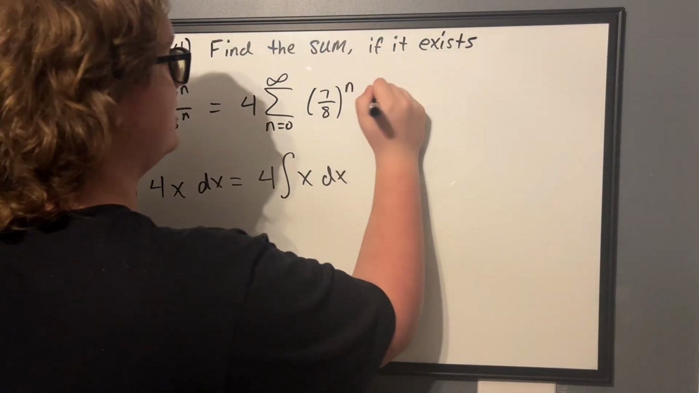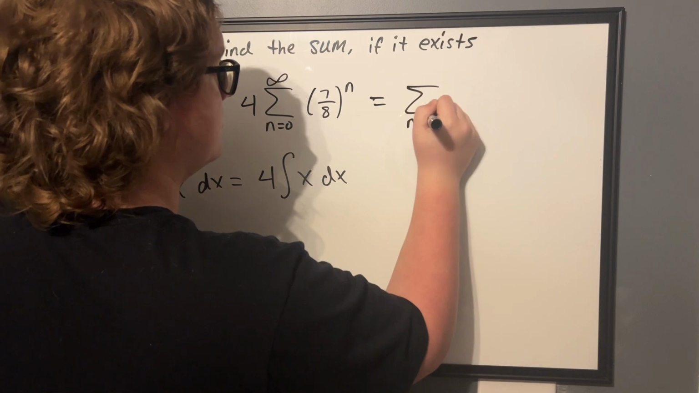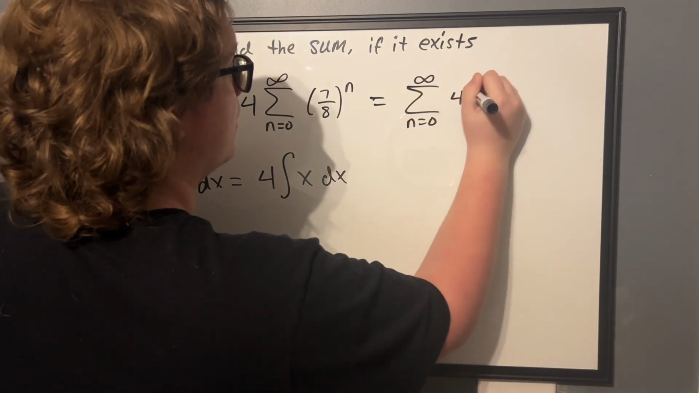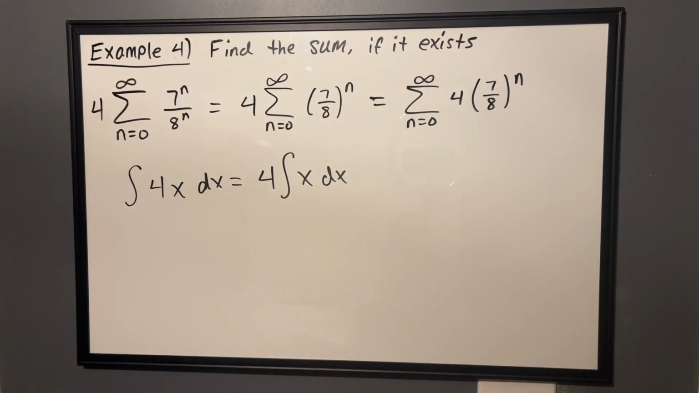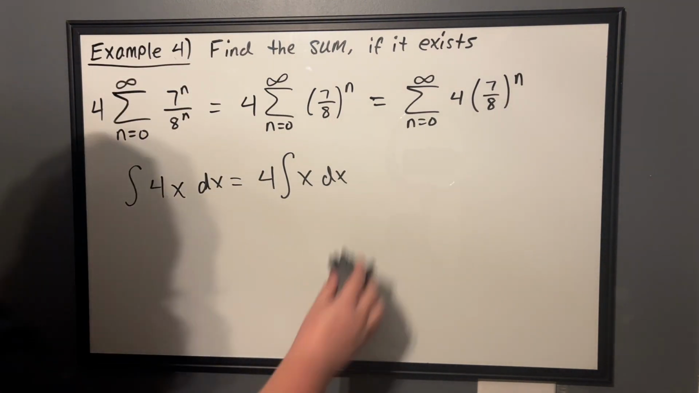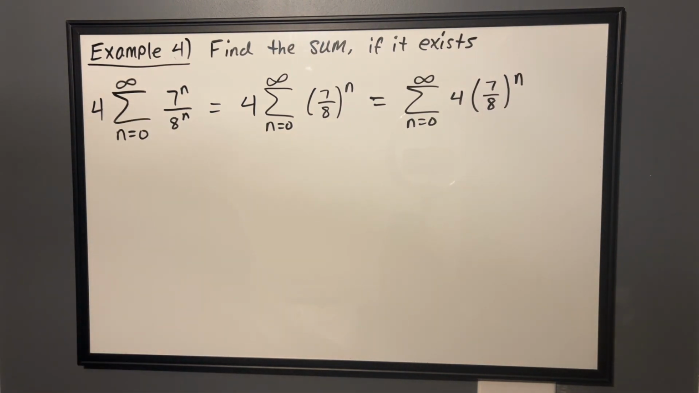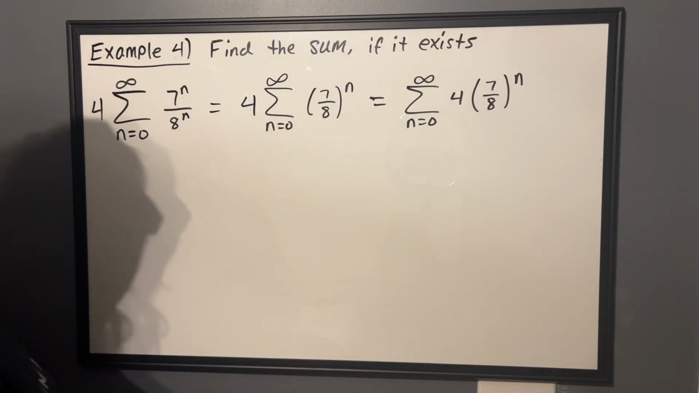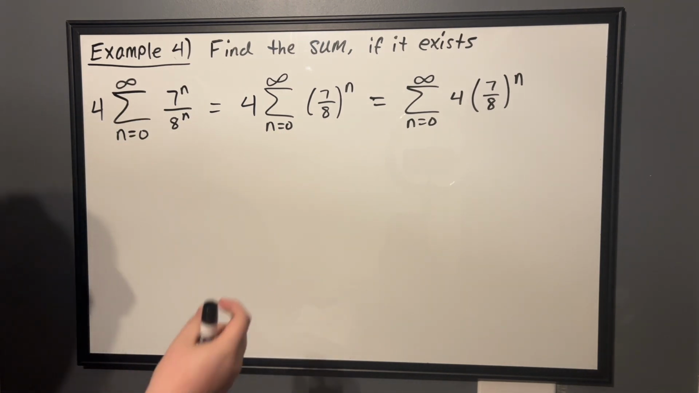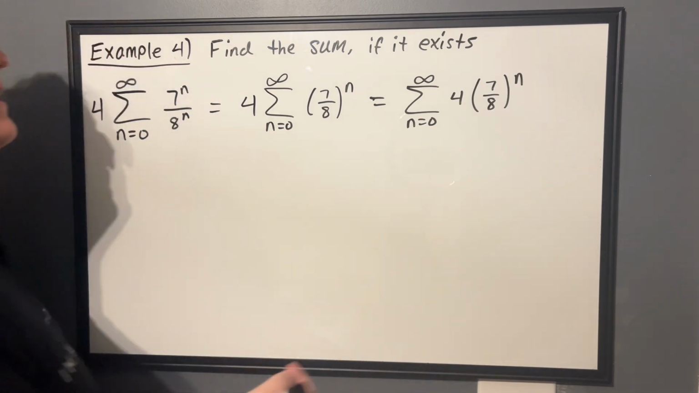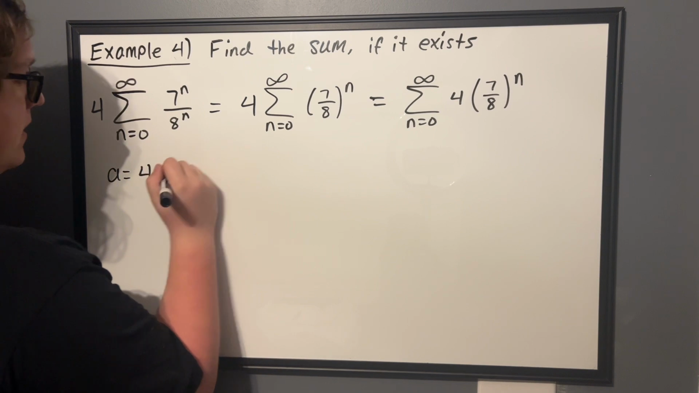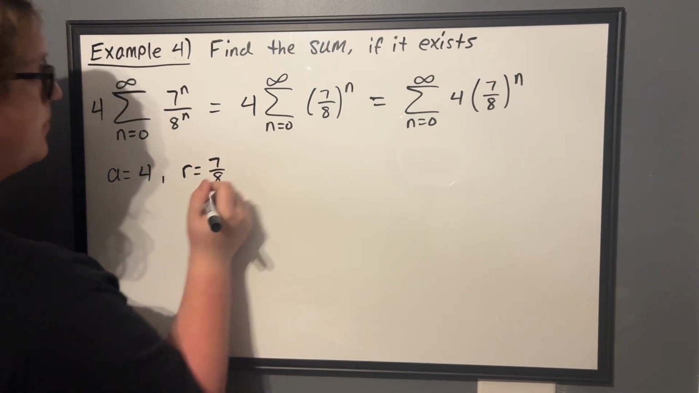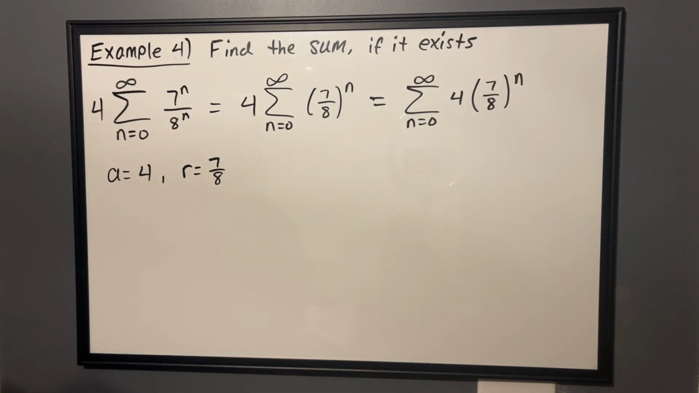So this is actually the same as the sum from n equals 0 to infinity of 4 times 7/8 to the n. And now you can see that that is in the direct form of our geometric series definition. So we're able to work with this much easier. So it really doesn't matter if you bring the 4 in or not, but you just need to remember it. And I think when we bring the 4 inside of the series, it's more clear that that is equal to a. So we can say that a is equal to 4. We can say r is equal to 7/8 because that is what's being raised to the nth power.